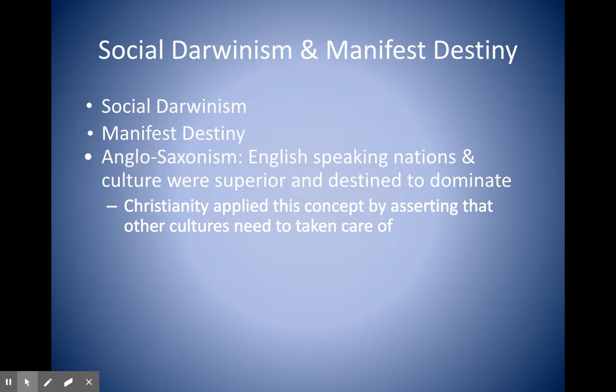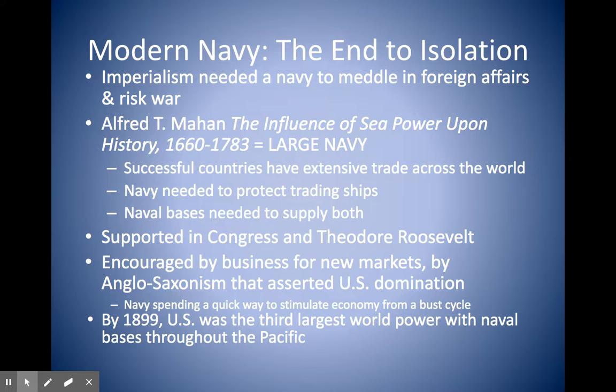And this is kind of layered in with Christianity and with evangelicalism. The idea that other cultures need to be rescued, they need to be saved, they need to be taken care of, their children. We need to go to Hawaii. We need to go to Guam. We need to change their lives and teach them a better way, right? And so that's kind of what we see developing.